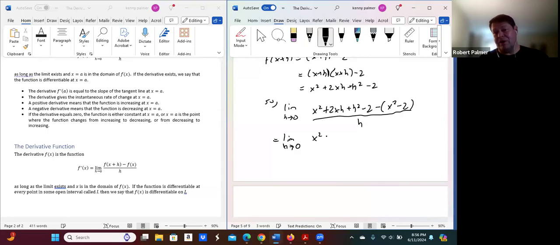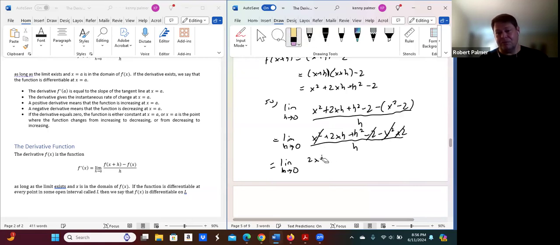Okay, so we have x squared plus 2xh plus h squared minus 2. And now let's distribute the negative: minus x squared plus 2. If you notice, our x squareds cancel out. The plus 2 and minus 2 cancel out. This is still over h. And so we have left the limit as h goes to 0 of 2xh plus h squared over h.